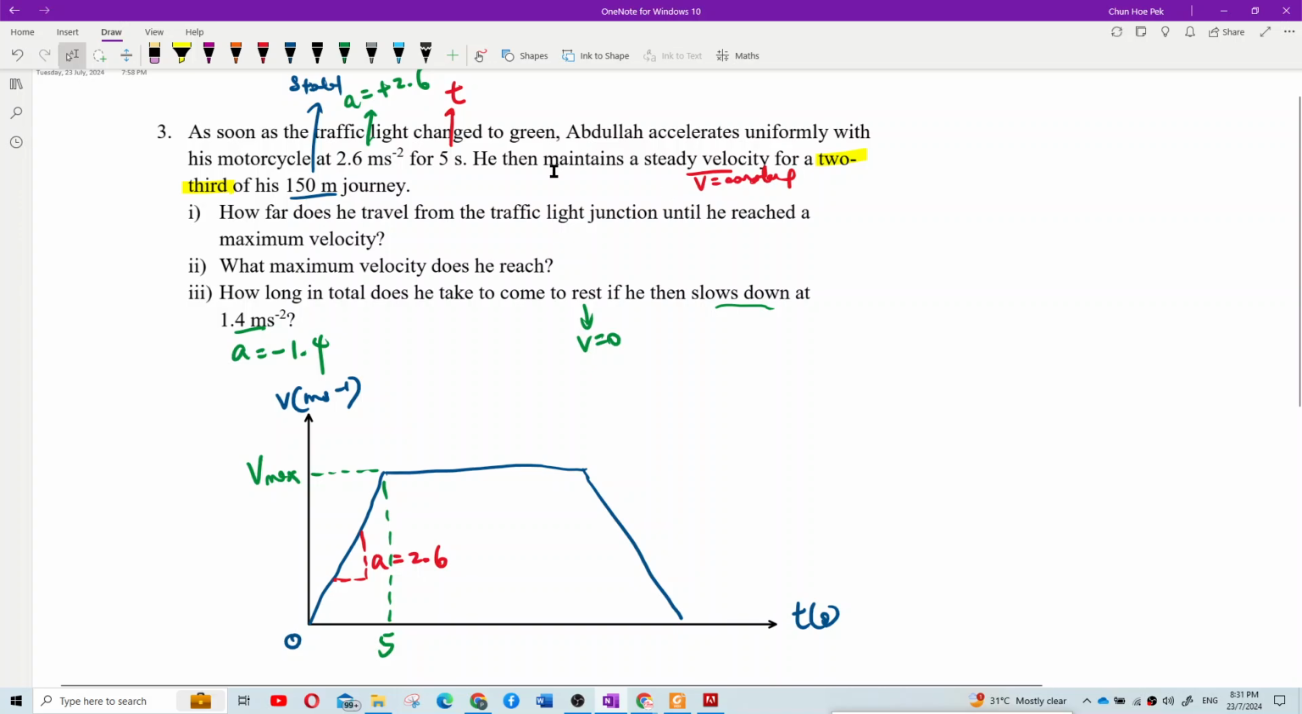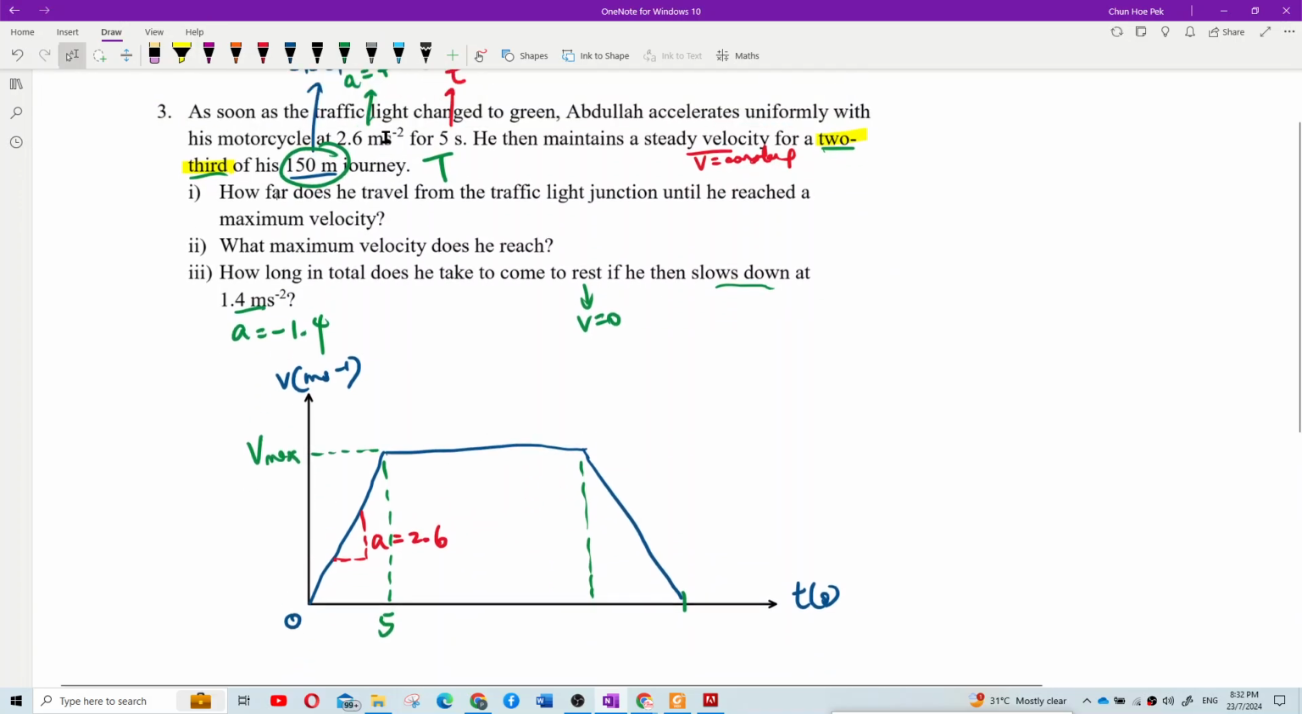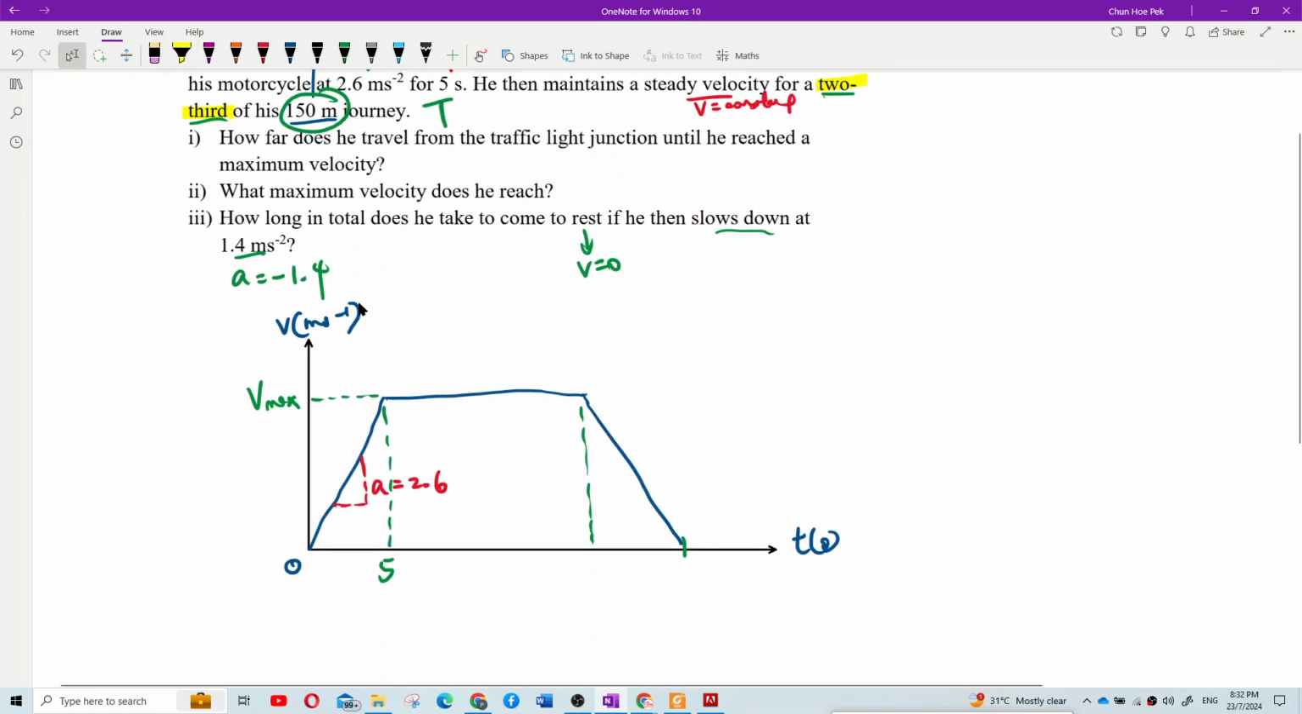And then maintain constant velocity for 2/3 of the journey. 2/3, that means how long? If 2/3, it gives a hint about the time. Understand? How long is 2/3? And then, of course, we don't know the total time of the journey. But he did give the journey is 150 meters. This is the total displacement. So total displacement is the area under the graph.